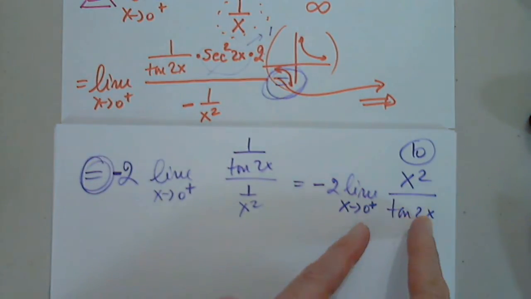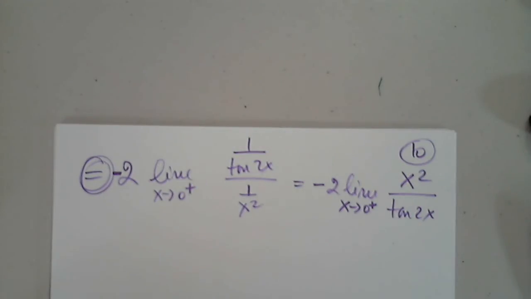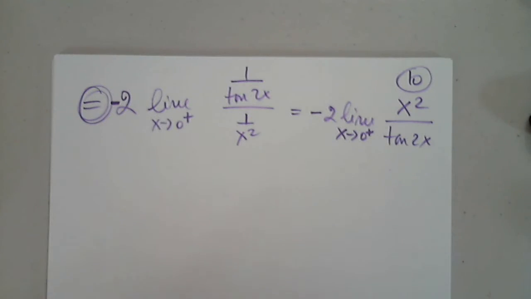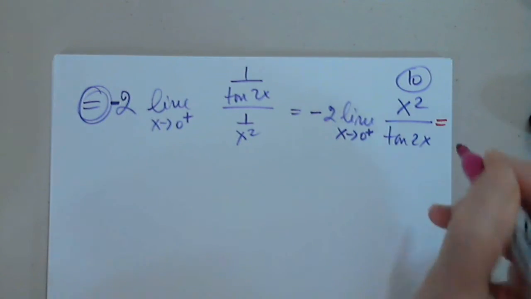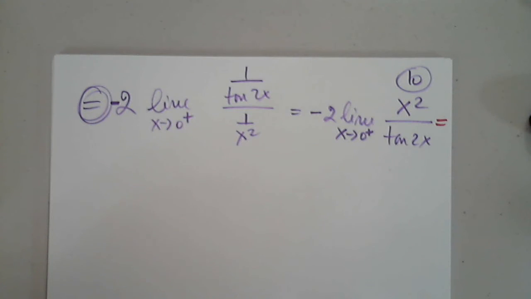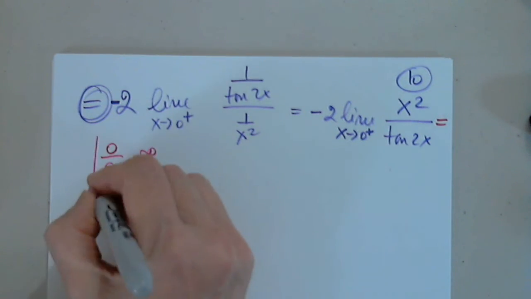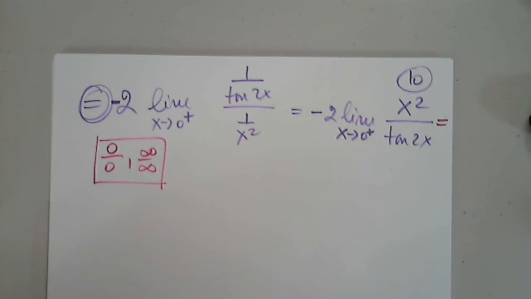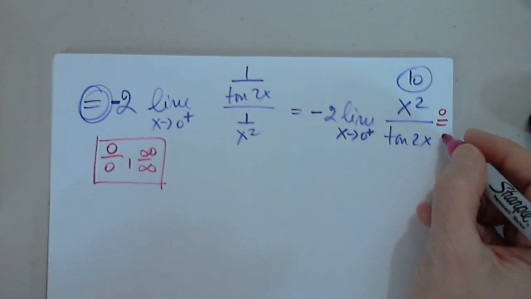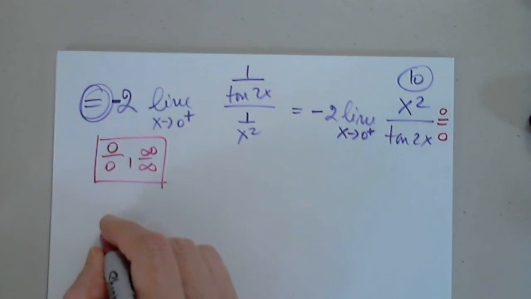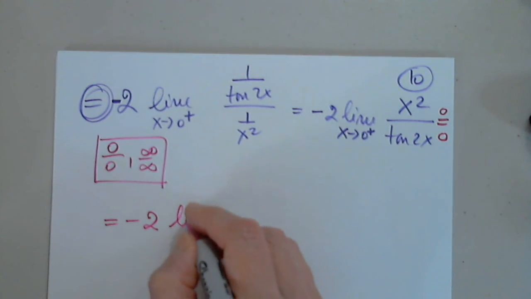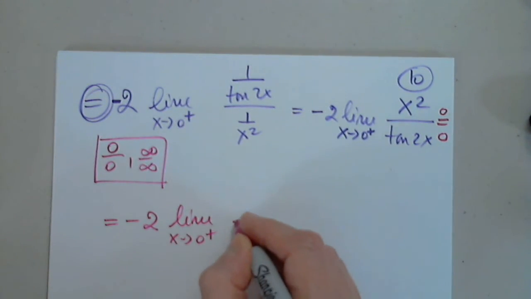So now, let's see what we have. Where does the top go? Where does the bottom go? We know what our hope is. We only have two hopes. Where does the top go? 0. Yes. Where does the bottom go? 0. Yay! Negative 2. Limit as x approaches 0 from the right.